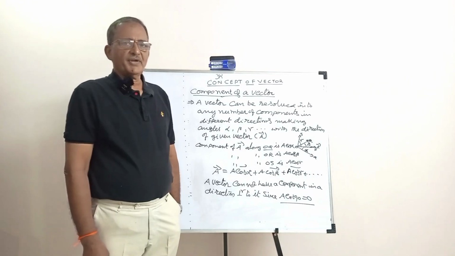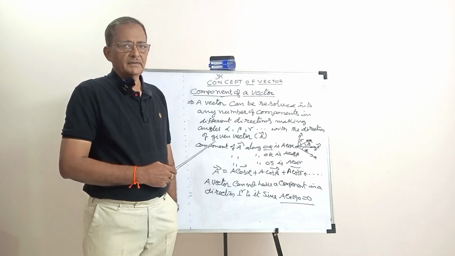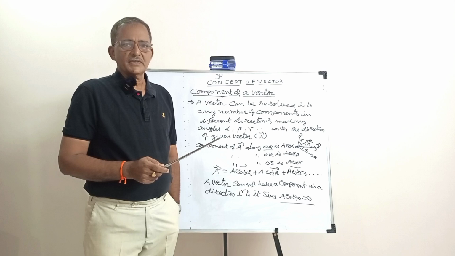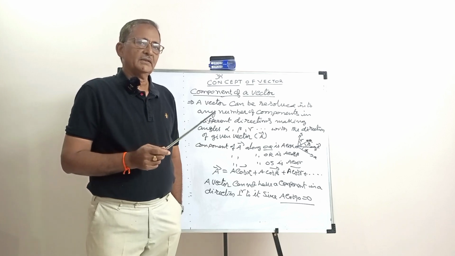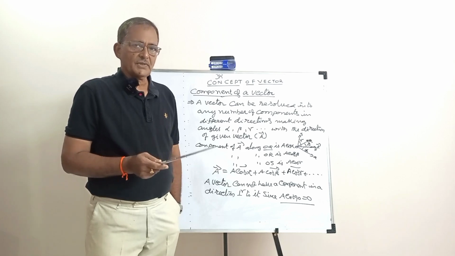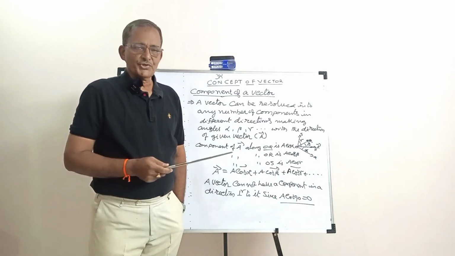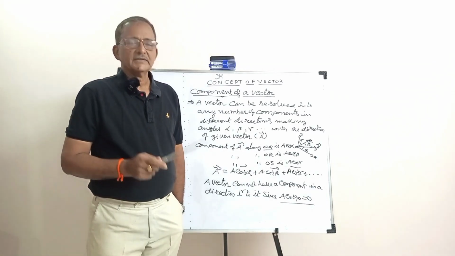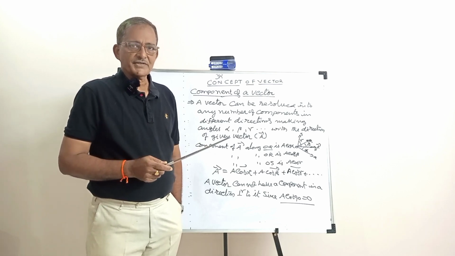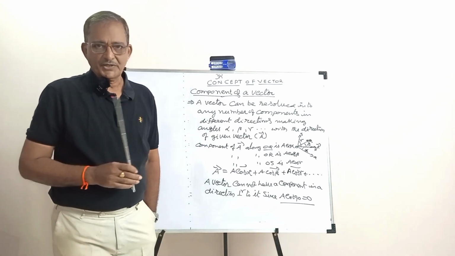A vector is geometrically represented by a directed line segment with the initial point A and final point B. Initial position is A, which is also called the tail of the vector. Final position is B, which is also called the head of the vector. The distance between the initial and final positions represents the magnitude according to a scale, and the arrowhead represents the direction of the vector. This is about geometric representation.